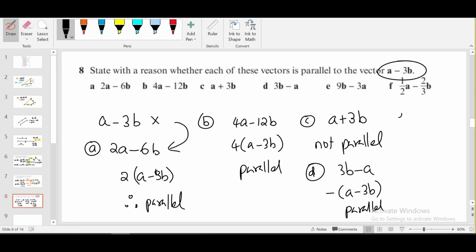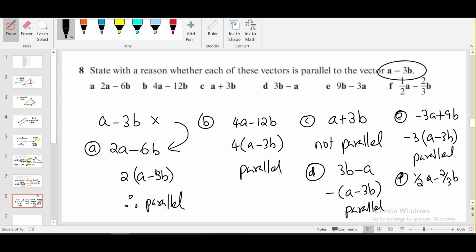E, minus 3a plus 9b. You take minus 3 out, a minus 3b, right? Yeah. So parallel. How about f? Yeah, you're multiplying it by half. Are you sure? But then the 3 wouldn't work, so it won't be parallel. Not parallel, right? Yeah. Check now. This is how you identify parallel vectors. Yeah, I have it down.